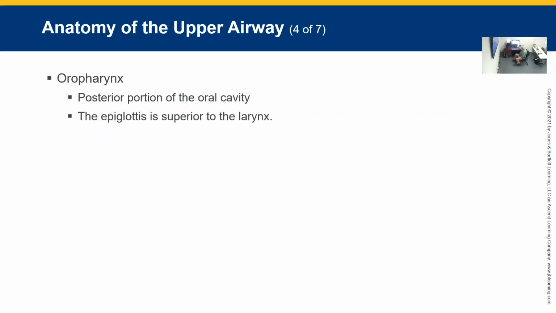All right. We talked a little bit about the epiglottis. The epiglottis is, as it says here, superior to the larynx. When you swallow, the epiglottis is a little piece of tissue that actually closes down over the trachea.